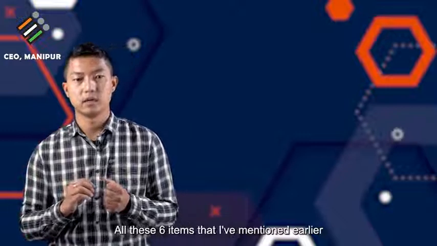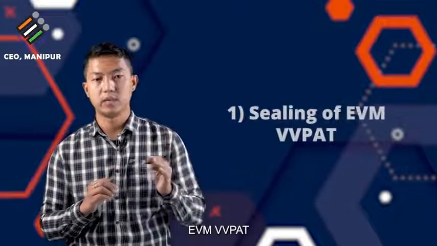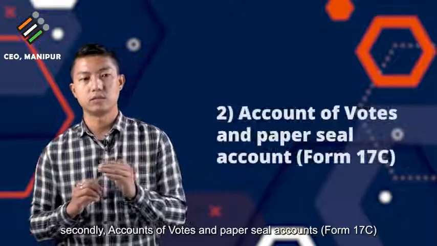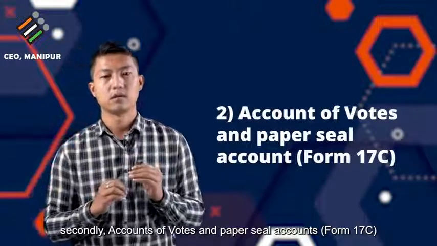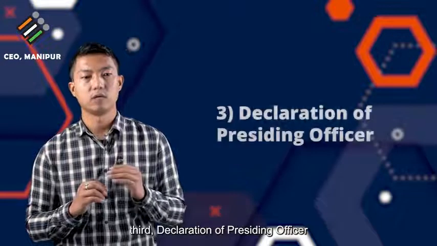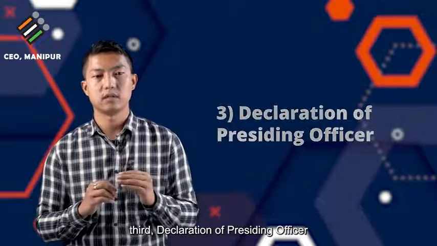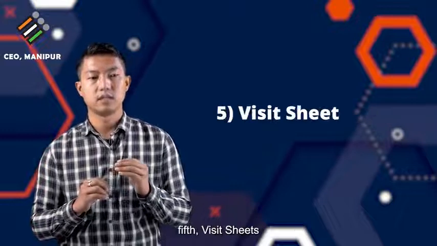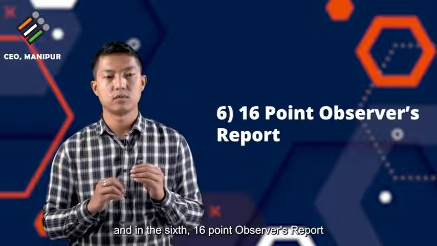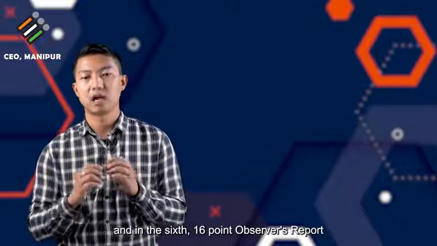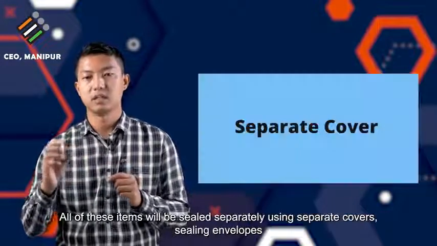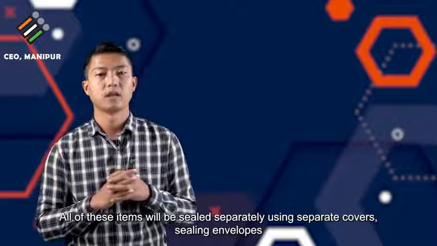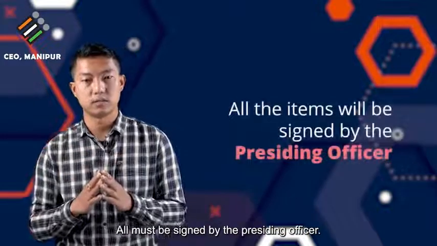All the 6 items that I have mentioned earlier: first, EVM and VVPAT; secondly, accounts of votes and paper seal accounts, Form 17C; third, declaration of presiding officer; fourth, presiding officer's diary; fifth, visit sheets; and sixth, the 16-point observer's report. All of these items will be sealed separately using separate covers, sealing envelopes. All must be signed by the presiding officer.